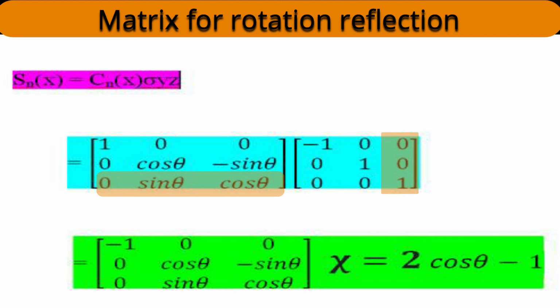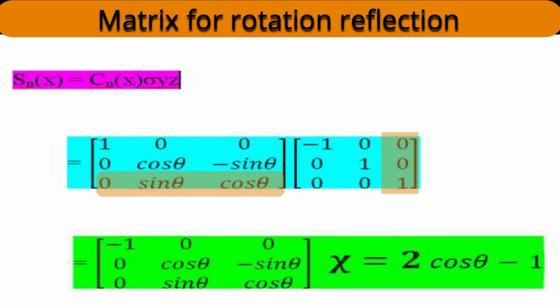Which elements are there along the diagonal? -1, cos theta, cos theta. So the answer is 2 cos theta minus 1. The same character was there for the improper rotation axis, or for the rotoreflection operation where rotation was considered around the z-axis. So the character has not changed. The character remains the same, but the matrix representation had changed there.